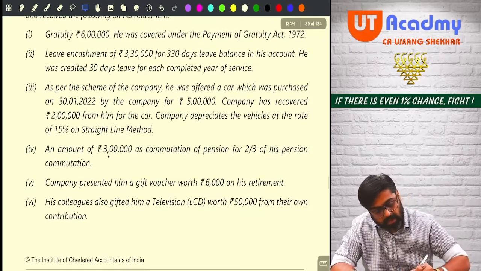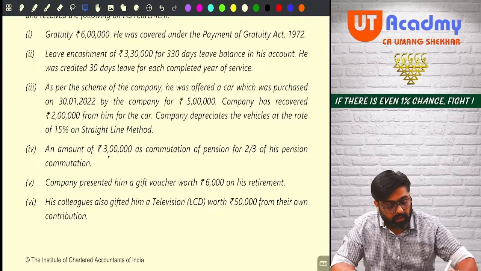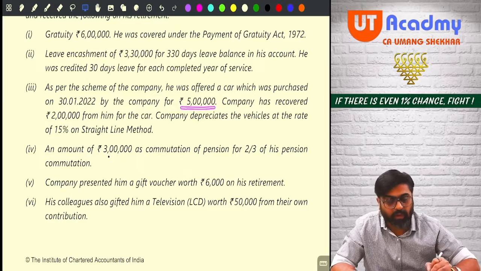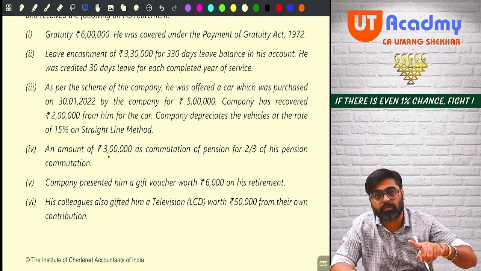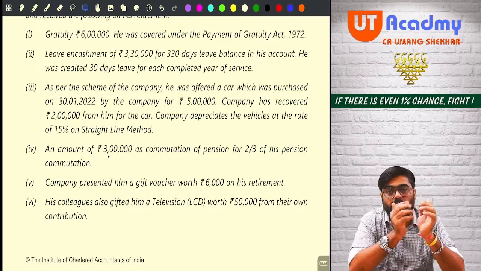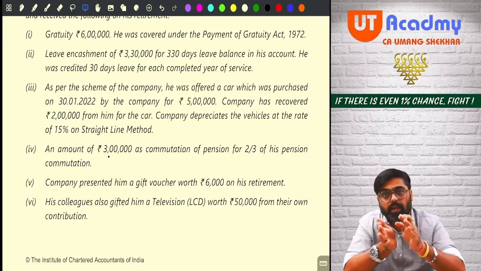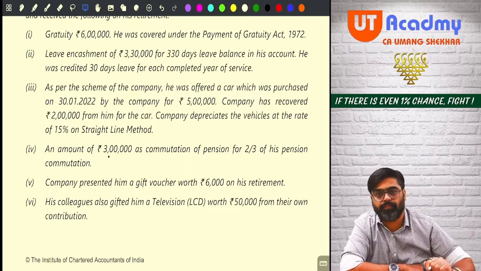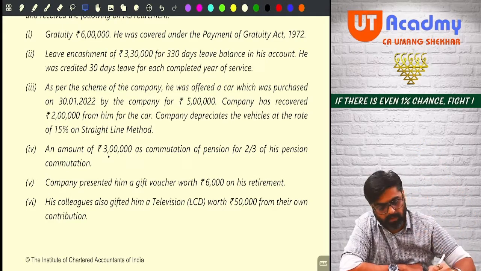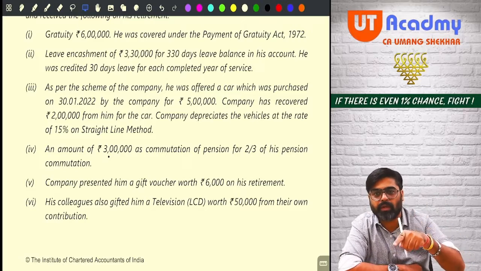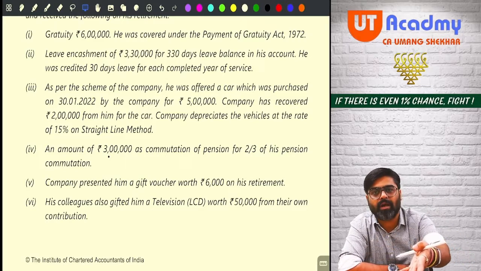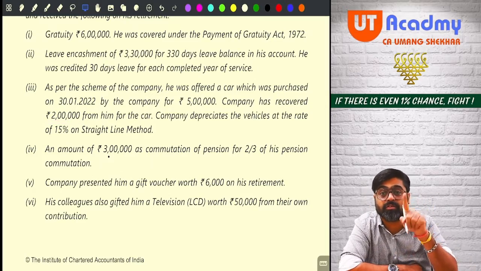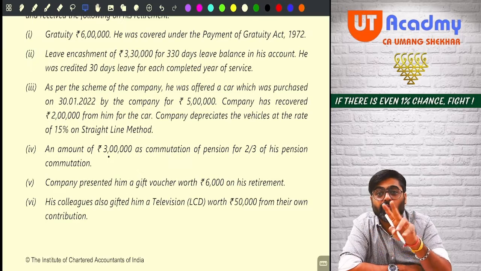Then as per the scheme of the company, he was offered a car which was purchased on 30th of January 2022 by the company for rupees 5 lakhs. So this 5 lakh rupees was the actual cost of the car to the company. This car was offered to him, meaning this car was sold to him. When he was getting retired, the company told him at the time of retirement, you want to take this car from us, take this car from us. And the car was offered for 2 lakh, meaning this is sale of movable asset for 2 lakhs.